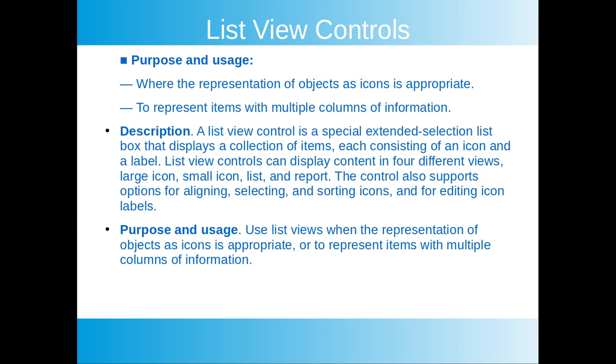Purpose of list view controls: where the representation of object as an icon is appropriate, there we use list view controls. To represent items with multiple columns of information, we use list view controls. Here is a description. A list view control is a special extended selection list box that displays a collection of items, each consisting of an icon and a label. List view controls can display content in 4 different views: large icon, small icon, list, and report. The control also supports options for aligning, selecting, and sorting icons, and for editing icon labels.